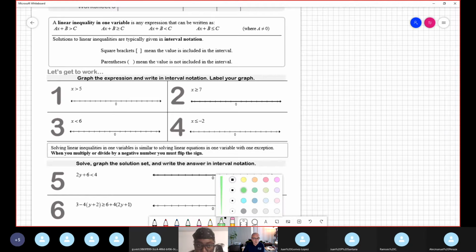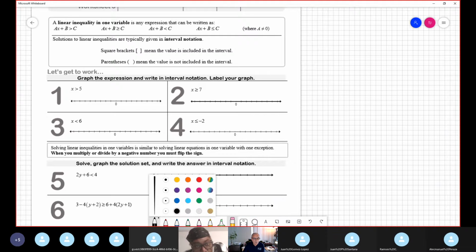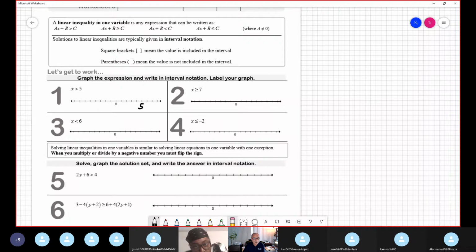Is x greater than 5? 1, 2, 3, 4, 5. 5 is here. And greater than is in what direction? Well, to the right, like that. Include 5? No, don't include 5. So you indicate this using the parentheses. So from 5 to this.